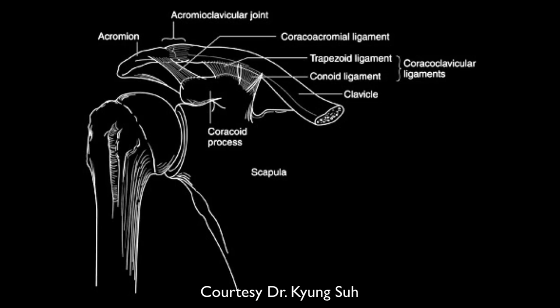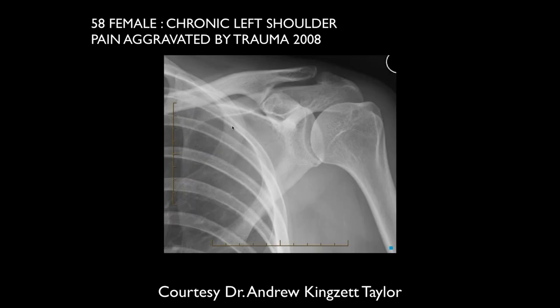Okay, so we'll pick up where we left off before, talking about bones in the shoulder. So this is an anatomic diagram of the shoulder joint. You're all very familiar with it. Acromion process, acromioclavicular joint, as we've been talking about, coracoacromial ligament, the trapezoid portion of the CC ligament, the conoid portion, the clavicle, and the coracoid process.